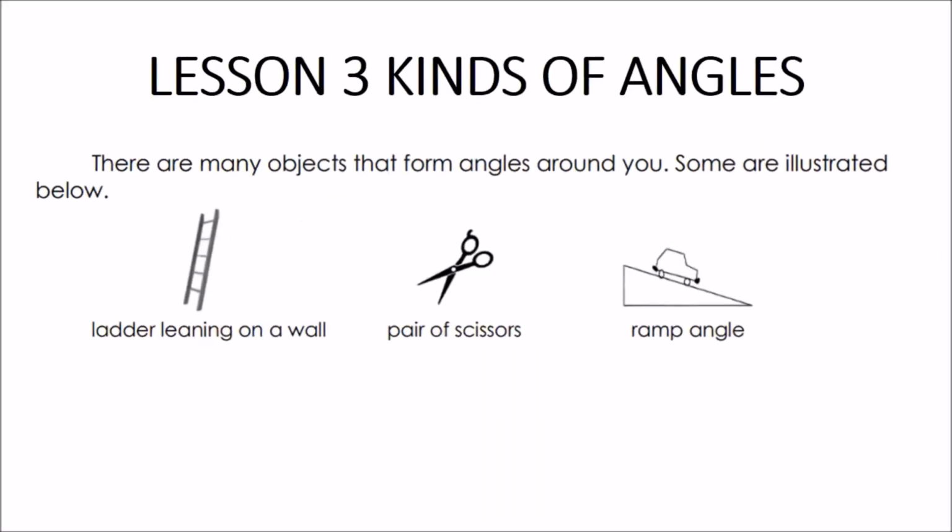Now, the third is the kinds of angles. There are many objects that form an angle around you. Some are illustrated below. A ladder leaning on a wall represents an angle, the floor and the ladder, or the ladder and the wall. A seesaw also forms an angle. And the ramp angle. So these are some models of an angle.